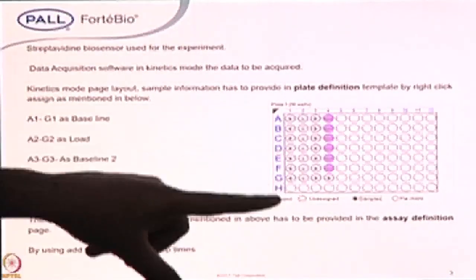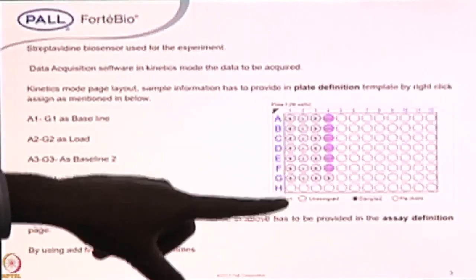We have an 8-channel instrument, so we can either go with the entire 8 channels or just 7 channels, or you can just test a single sample, that is also possible. It is not necessary that if it is 8-channel, you have to go with 8 channels. If you have one sample, you can do it with one sensor. Or three samples, with three sensors, you can do it. It depends upon how you are going to design your template.